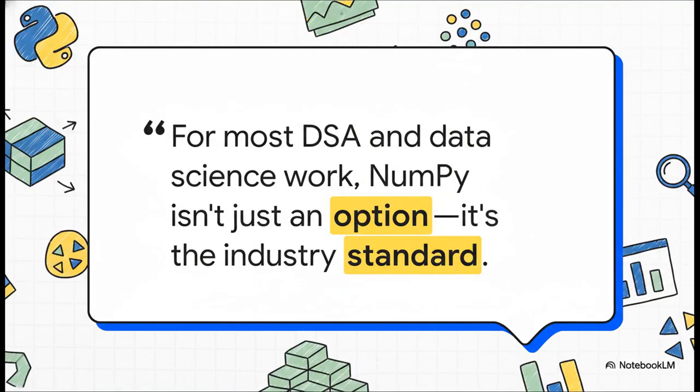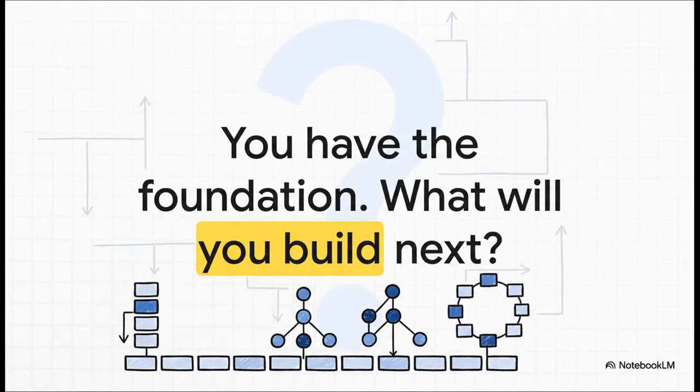So let's bring it all home. What's the big takeaway here? While it's good to know that Python's built-in array module exists, for basically any serious work in data structures, data science, or machine learning, NumPy isn't just an option, it's the standard. The combination of its power, its flexibility, and its raw speed is just unbeatable. So there you have it. You've just laid down the bedrock, the single most important building block in all of data structures. The only question left is, with this solid foundation now in your toolkit, what incredible, complex things are you going to build next?